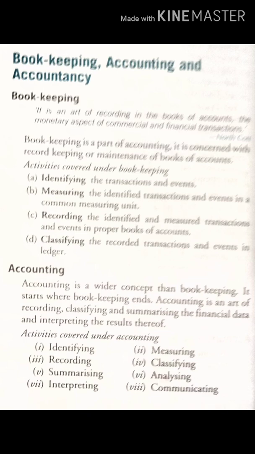Then it is recording. The identified and measured transactions and events are recorded in proper books of accounts. That means once you have identified and measured, that means you have the actual value of that particular transaction. Everything has been done. Now you record it. We will understand how to record it later. Just now you understand that you have to record it. Then last is classifying the recorded transactions and events in the ledger.